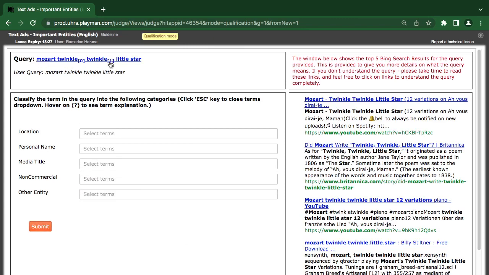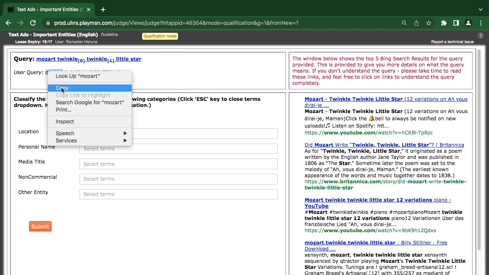Mozart Twinkle's Little Star. Mozart Twinkle Little Star. I think the name here is the person that sang the song.